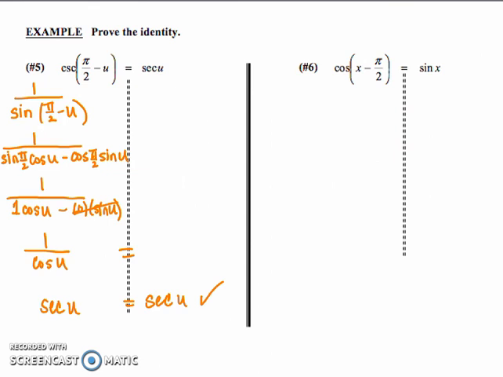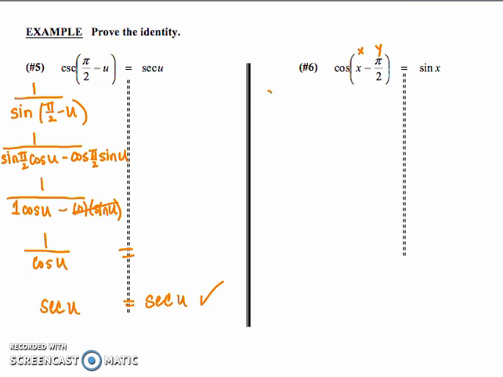Okay. The second example here, number 6, is a little bit easier. It's going to go a little bit faster. So I have to prove again that the left side is equal to the right side. It looks like I've got the subtraction of two angles inside my cosine function. So I am going to be looking at my cosine subtraction formula from my identity sheet, which is cos x cos y plus sine x sine y. So I'm going to go ahead and plug that in. And again, x is my x value and pi over 2 is my y value.